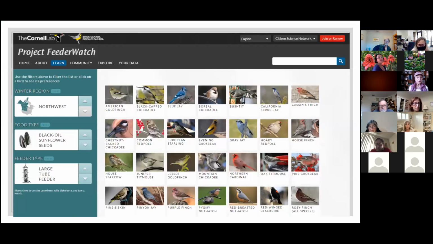Here's another fun online tool if you want to attract more wildlife. It's from the Cornell lab. They do a lot of bird work. They have some very good birding apps as well.